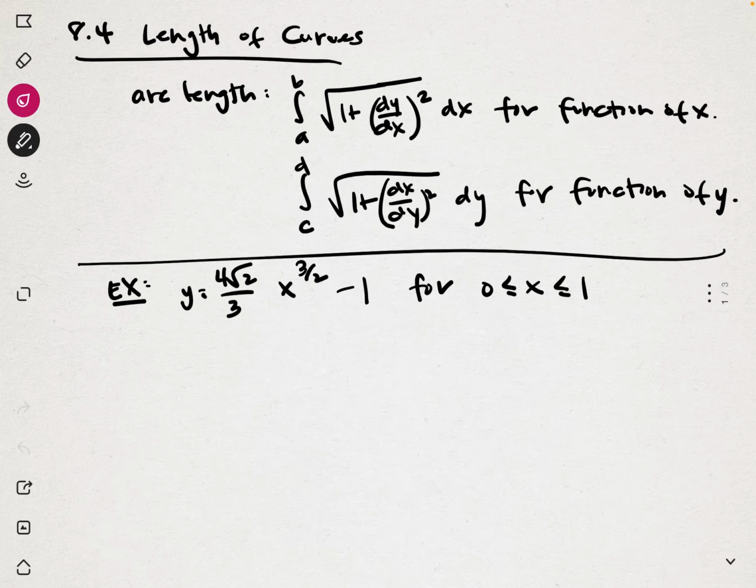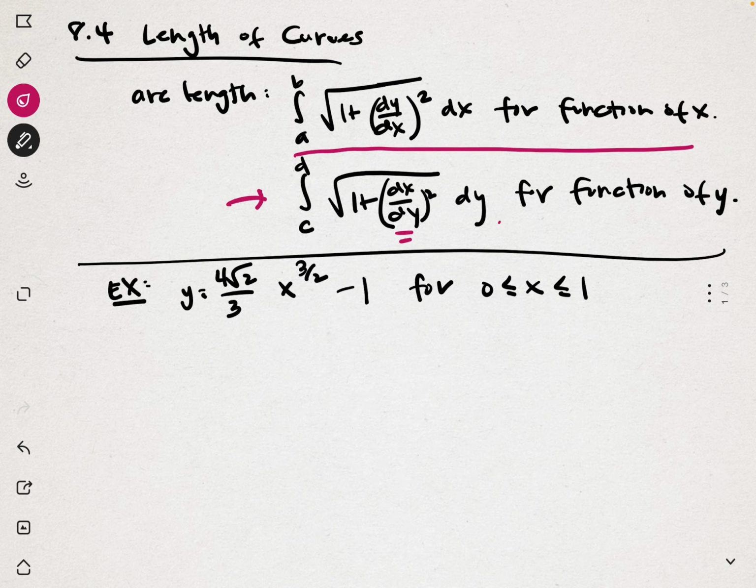In order for us to do that, notice there's two different ones, but we could just say the same thing. It's the integral from a to b, the start to the end, of the square root of 1 plus the derivative of y with respect to x squared dx for any function of x. And then it's the same thing for y, it's just that this one is the derivative of x with respect to y, dy, but the same exact formula.